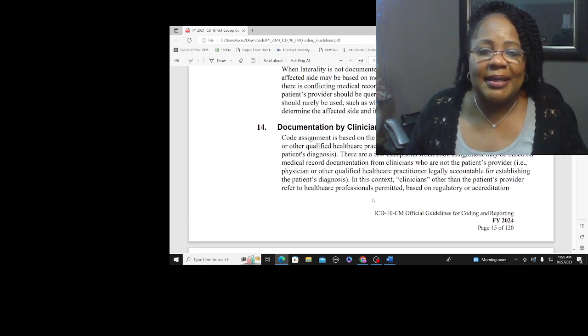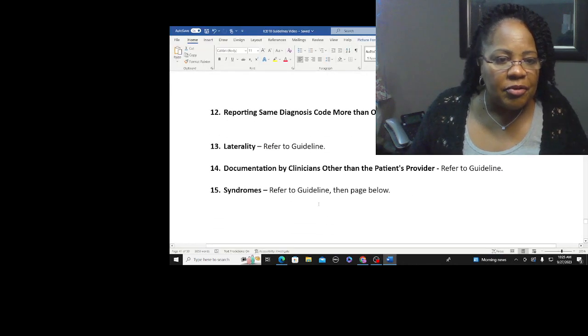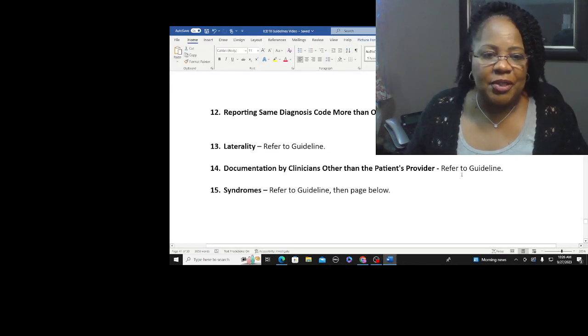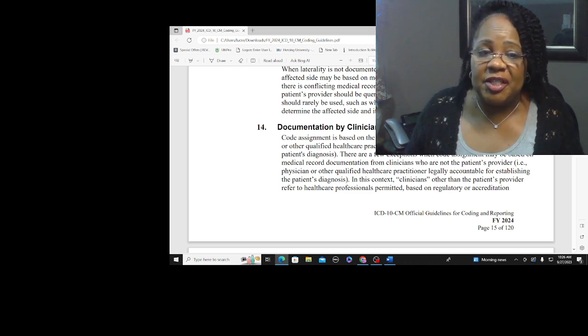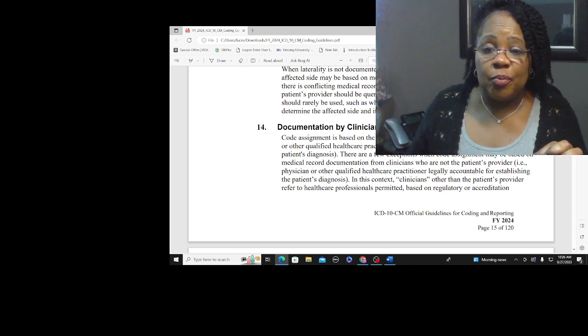14, documentation by clinicians other than the patient's provider. Did I have anything more at 13? Nope. And 14, I just said refer to the guidelines. So let's read those guidelines at 14. Code assignment is based on the documentation by the patient's provider. This provider could be a physician or other qualified healthcare practitioner legally accountable for establishing the patient's diagnoses.